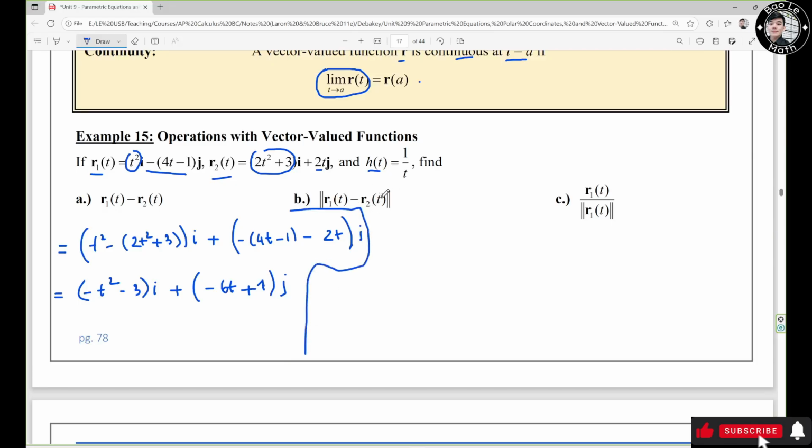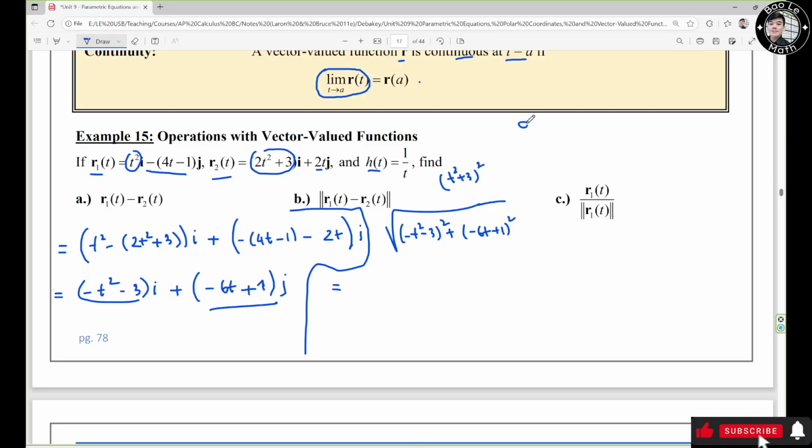Now question B, we need to take the magnitudes of these, right? So basically, you're going to take the square root of this squared plus this squared. Alright, now I'm going to distribute this one. It's going to be negative, negative right here, I factor out. So I squared is going to be positive, right? So I only have t squared plus 3 altogether squared.